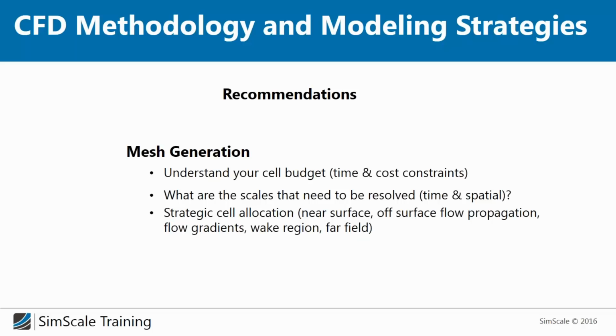The other thing obviously is that we cannot afford to have equal cell sizes everywhere, because then the cell count will go over the roof basically. So we need to have some kind of strategic cell allocation, and obviously we need to refine the mesh in areas where it's important, where we have strong flow gradients, typically near the surface of the car, or areas where we expect flow structures to propagate. Maybe there are some vortices traveling from the front wheel or from the front wing downstream, or we have large structures from the tires that we need to keep.